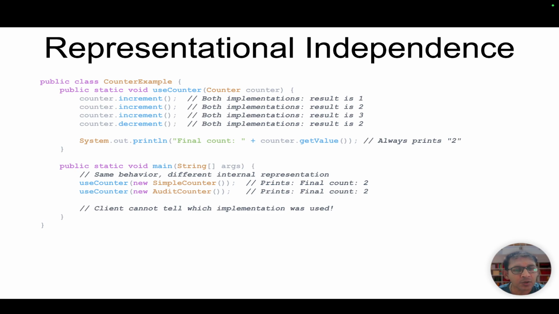These secrets are your safety net. They let you replace a data structure with a better one, optimize an algorithm for performance, add caching or compression, or fix bugs in internal logic, all without triggering a cascade of edits across your entire code base. Think about this for a moment. How many times have you been afraid to refactor code because you knew it would break dozens of other parts of the system? Representational independence eliminates that fear.